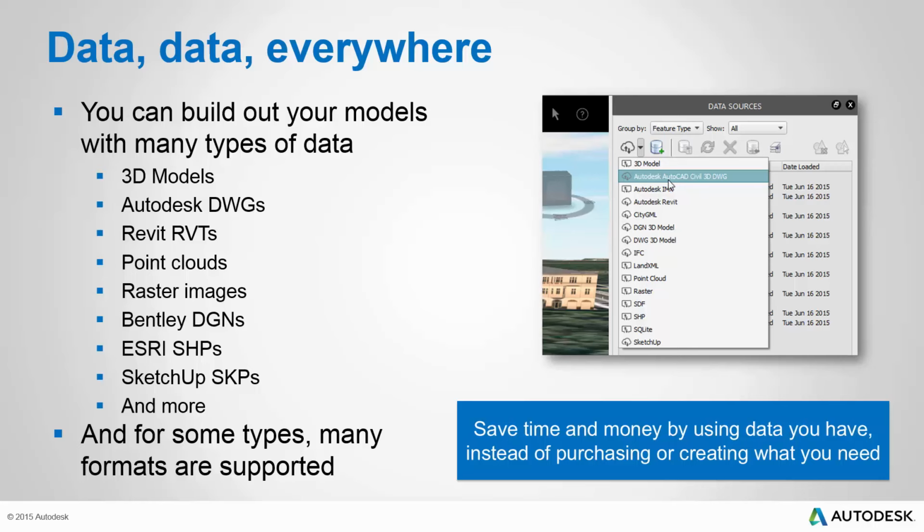by InfraWorks 360. What this allows you to do is to build out your model with virtually any type of data that you come across, giving you incredible flexibility and providing an environment where you can aggregate many different types of data from many different sources. So why is it important that InfraWorks 360 can consume all these different types of data? Well, it means that you can save time and money by using data that you have instead of purchasing data, or worse yet, having to create what you need.